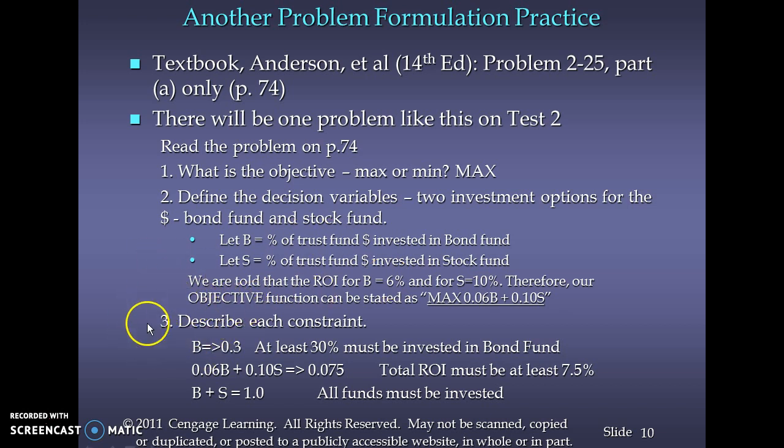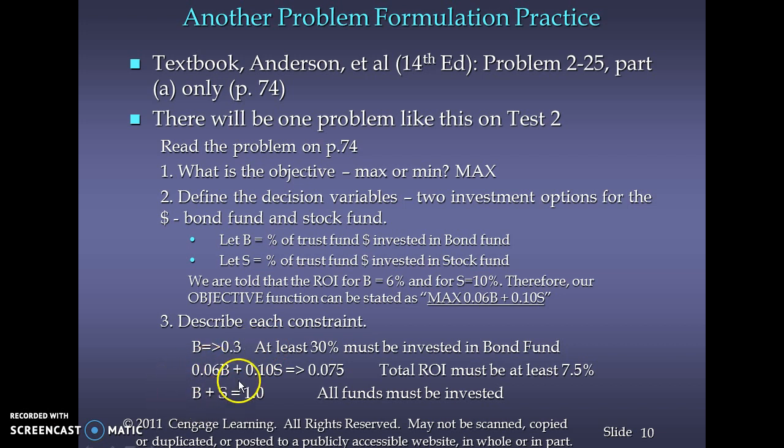Third step, let's describe and define each constraint. Now we're being told here that George wants to invest at least 30% of his funds in the bond fund. So we can express that to say that B, the percentage invested in the bond fund, must be equal to or greater than 0.3. All right. Second constraint he identifies is that he wants to have a total return of at least 7.5%. Well, given the fact that we're going to have 6% on the bond and 10% on the stock, it's got to be at least 7.5%, 0.075. Again, greater than or equal to, we can express that as.